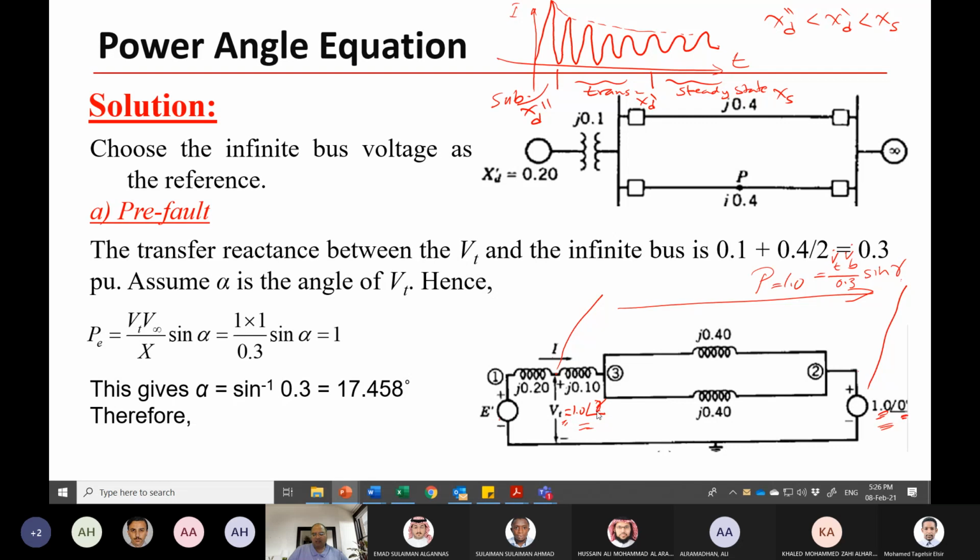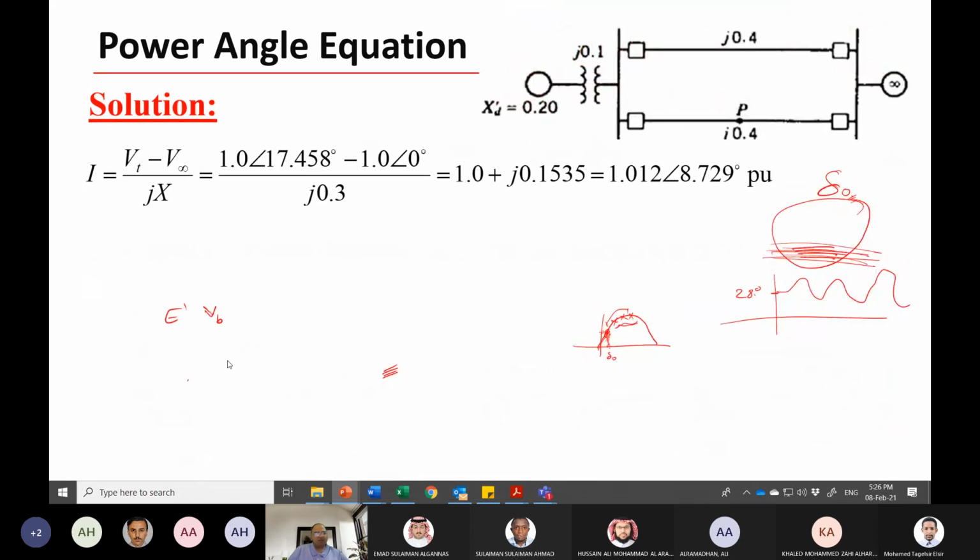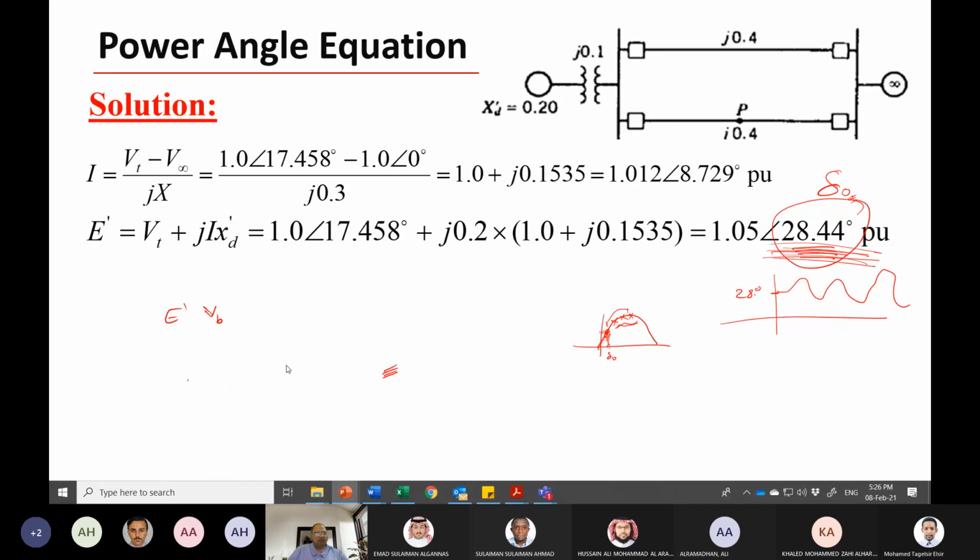With this angle, the voltage here is known completely, and we know the power here and the transfer reactance, so we can calculate the current. The current equals Vt minus V infinity over the reactance. So you can calculate the current, and from the current you can get the E prime.